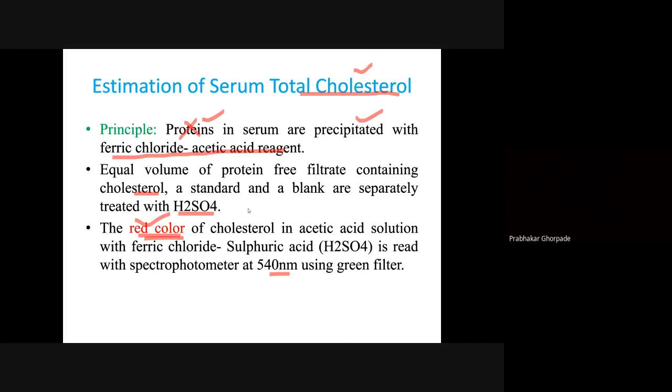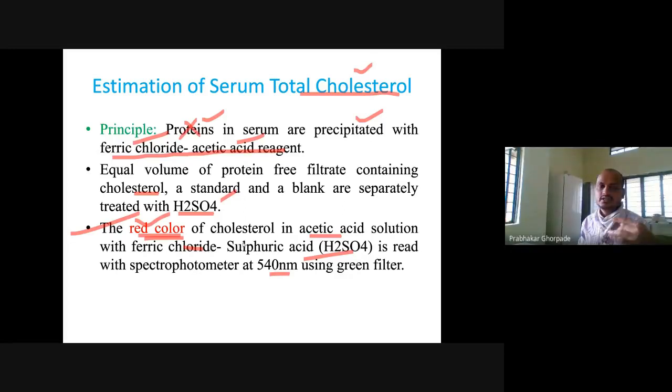Already we have used the ferric chloride and acetic acid here, and again we are using this H2SO4. So we are getting the red color formation, and this red color can be read spectrophotometrically at 540 nanometer using the green filter. Basically we are interested in the red color, which is formed because of the presence of cholesterol in our serum, and we can estimate the intensity of this red color with the help of the spectrophotometer. Okay.